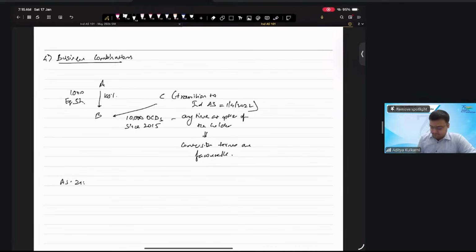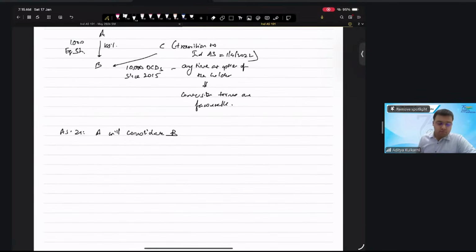A will consolidate B, because I'm owning 100% share. It becomes my wholly owned subsidiary. Let us account it as such. Okay. Now, under Ind AS, who is the owner of B?